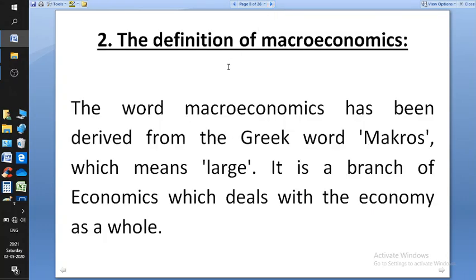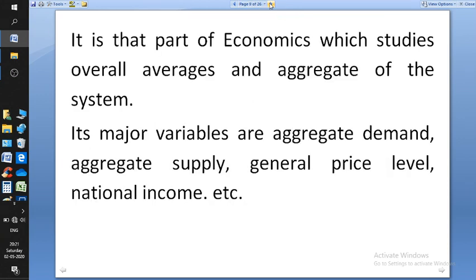Now let's go to the definition of macroeconomics. The word macroeconomics has been derived from the Greek word makros, which means large. It's a branch of economics which deals with the economy as a whole. It's a part of economics which studies overall averages and aggregates of the system.